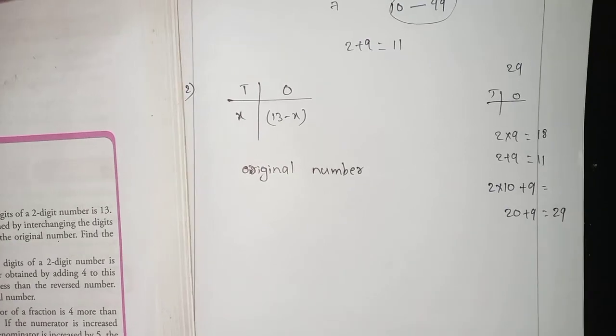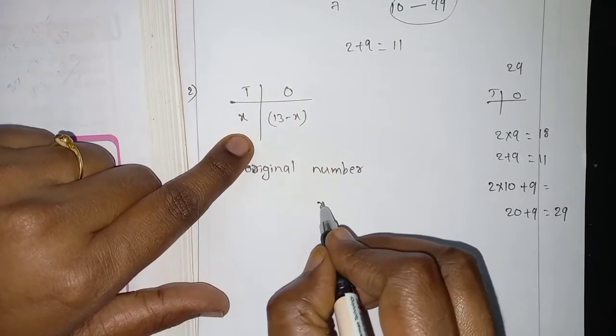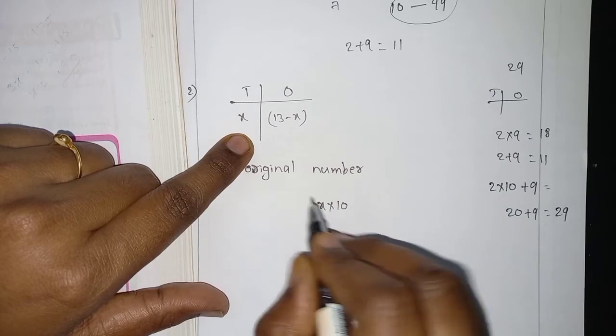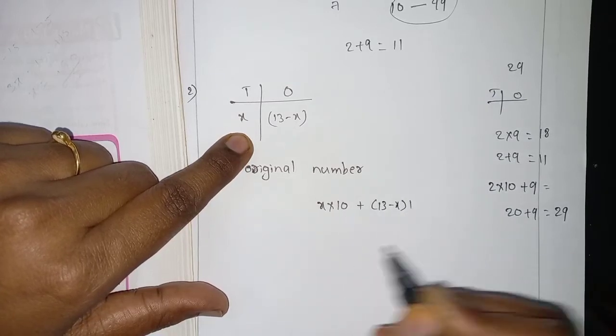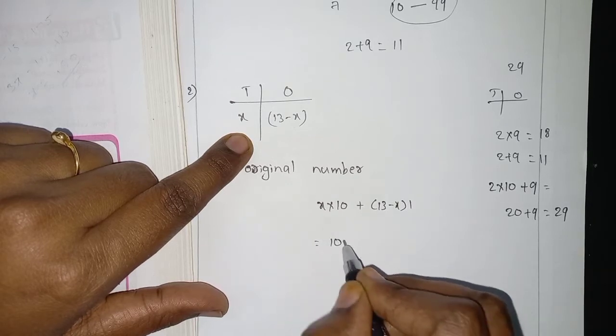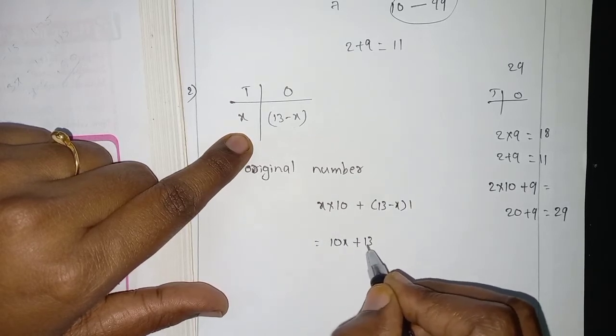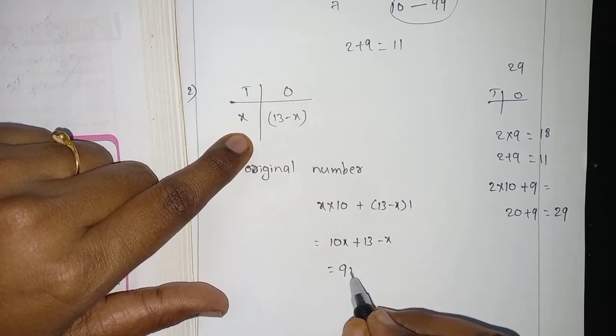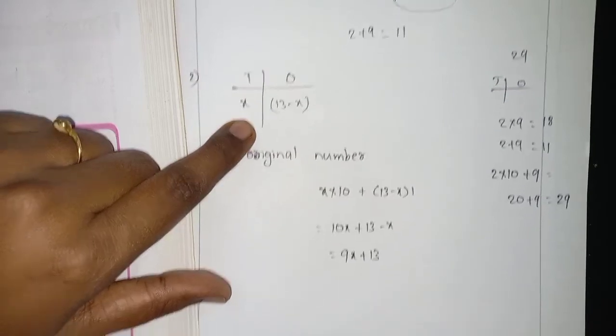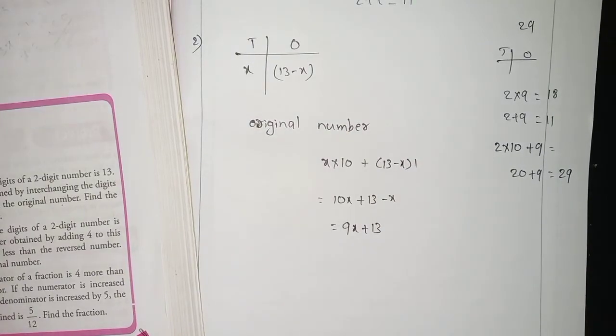In the same way, I'm going to multiply x with 10, because x is in the tens place, plus (13 minus x) into 1. 10 into x, 10x, plus 13 minus x. 10x minus x, 9x, plus 13. So this is the original number.